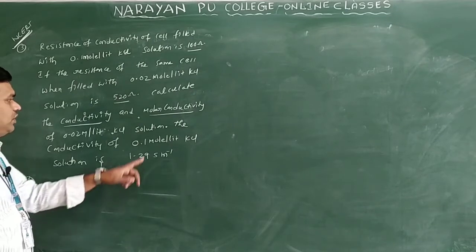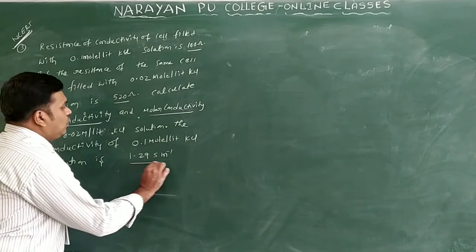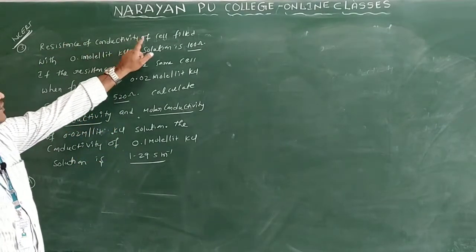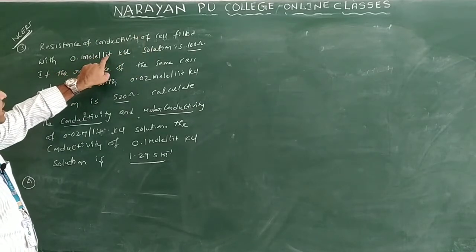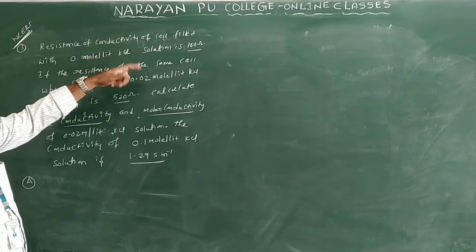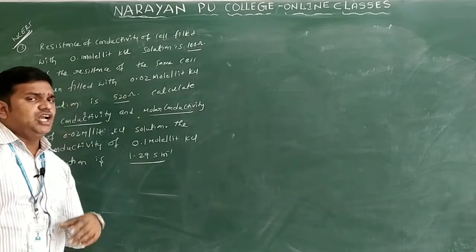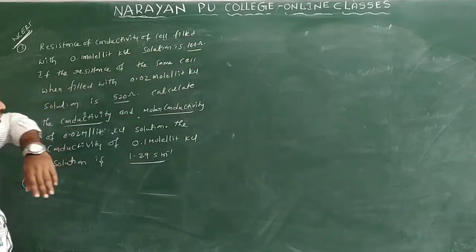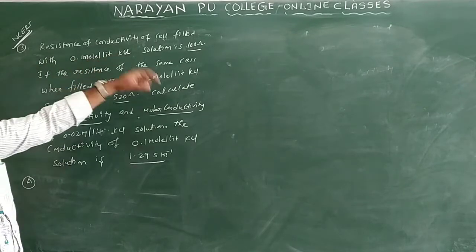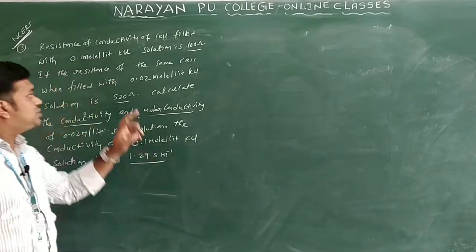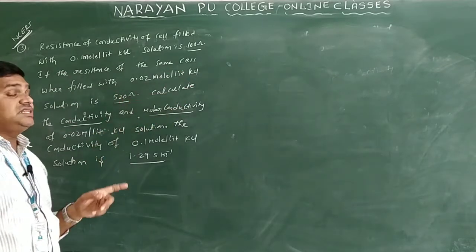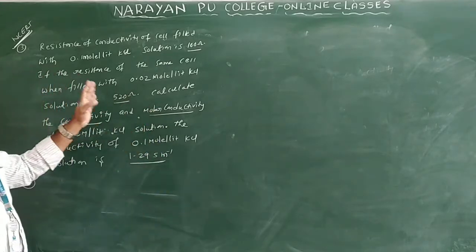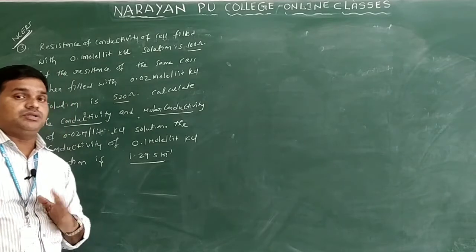The conductivity of the 0.1 mole per liter KCl solution is given as 1.29 Siemens per meter. Again, the resistance of the cell filled with 0.1 molar KCl solution is 100 ohms. For the first solution, concentration is 0.1 and resistance is 100 ohms. Next, if the same cell is filled with 0.02 mole per liter KCl, the resistance is 520 ohms. For the second solution, concentration C is 0.02 and resistance is 520 ohms. That is the information.